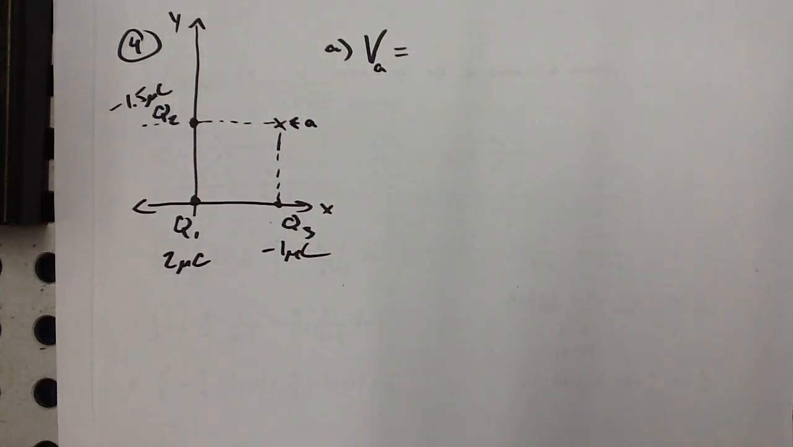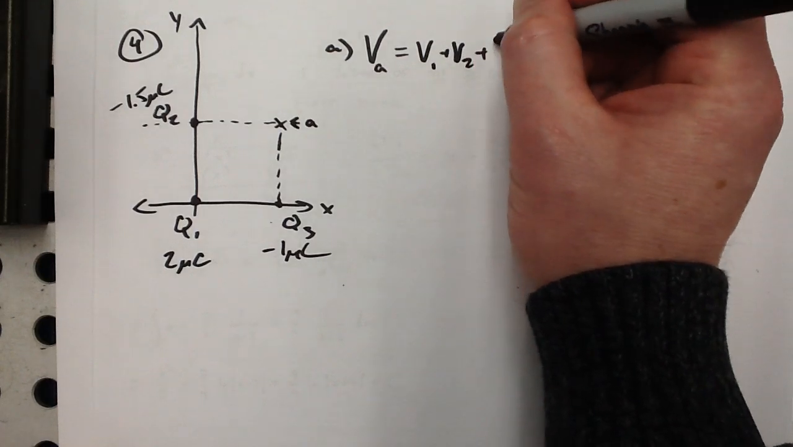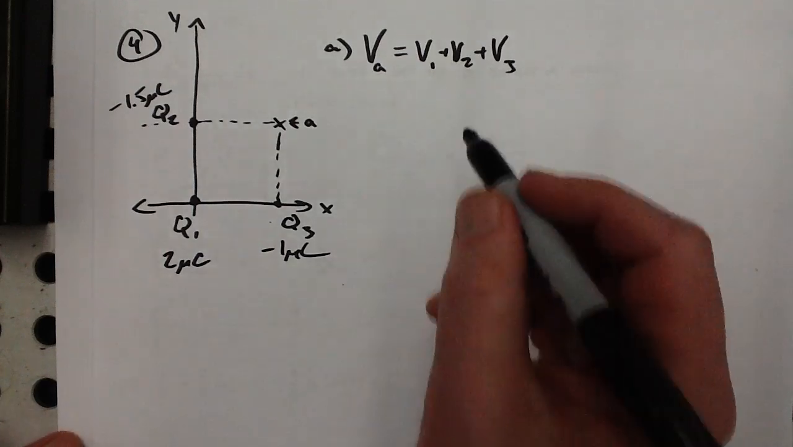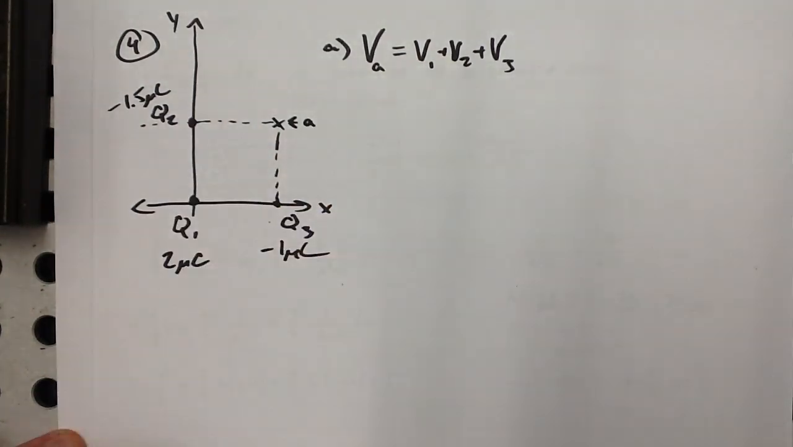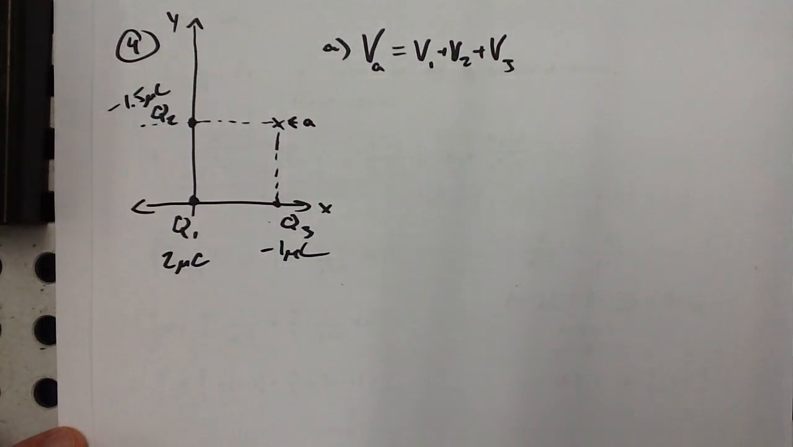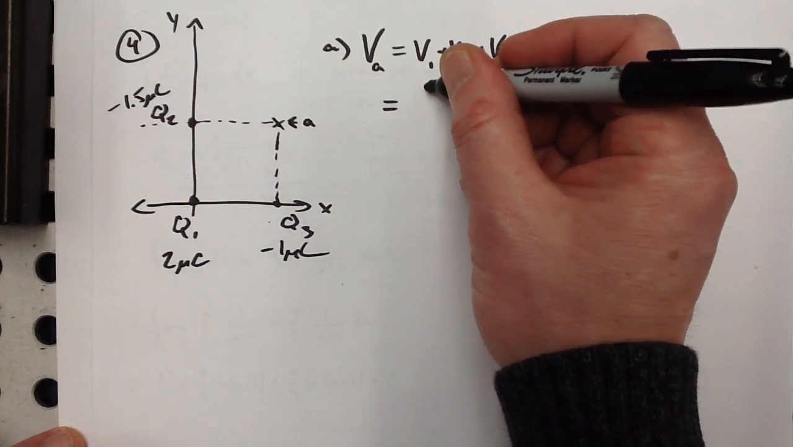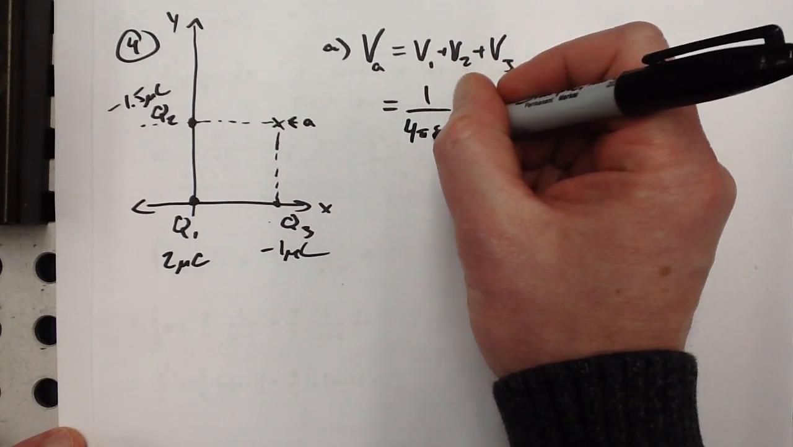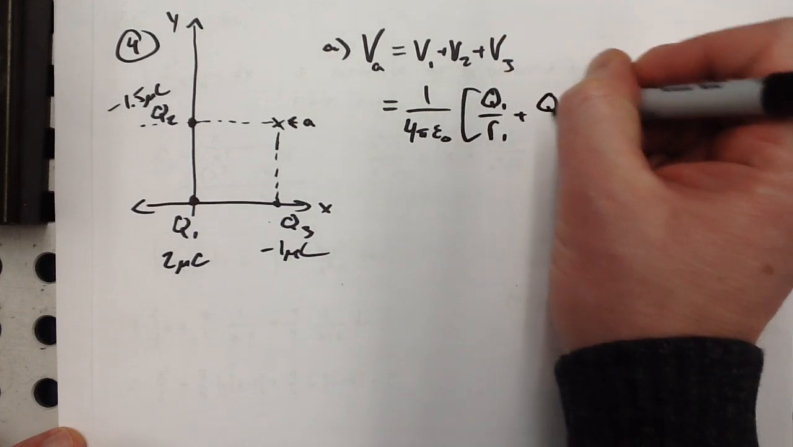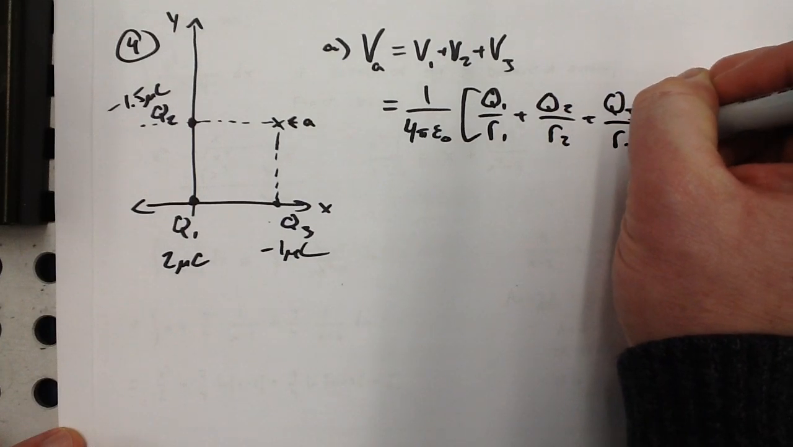So what is the total electric potential at that position A? Well, that's V1 plus V2 plus V3. This is at the very end of your notes. The electric potential because of a cluster of point charges, in this case three of them, we just find the electric potential due to each one and add them up. So when we do that, you can factor out your constant, and we get this Q1 over R1 plus Q2 over R2 plus Q3 over R3.